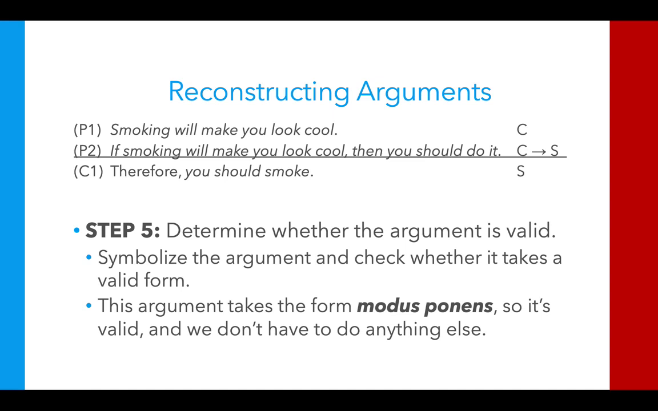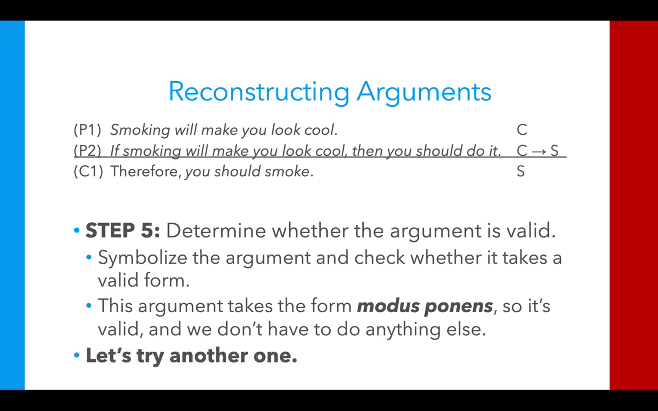And now we can evaluate it, right? So, smoking will make you look cool. I've already given you good evidence that's true. Maybe you accepted the evidence or not. But we might also say, well, let's say we grant premise 1. Maybe just because smoking will make you look cool doesn't mean you should do it. And that's because there are a lot of things that make you look cool that you shouldn't do. And we could come up with some examples of those.